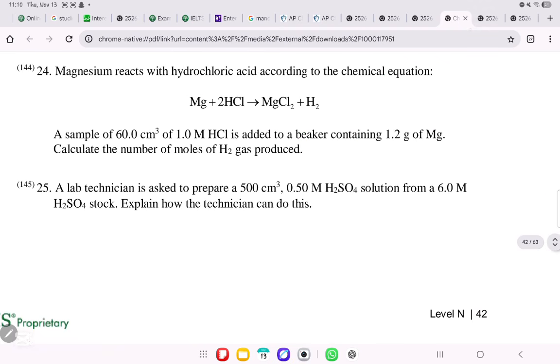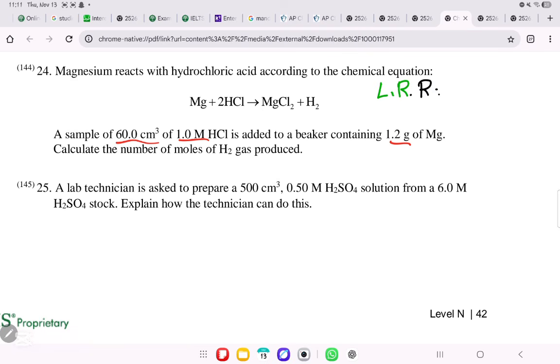We move on to 24. What does it say in 24? Magnesium reacts with hydrochloric acid according to the chemical equation, blah, blah, blah. A sample of 60 centimeter cubed, 1 molarity HCl is added to a beaker containing 1.2 gram of Mg. Calculate the number of moles of H2 gas produced. So we need to first of all find which of the following is the limiting reagent.